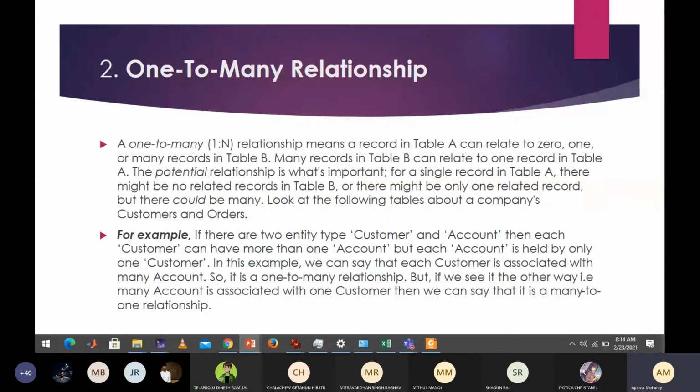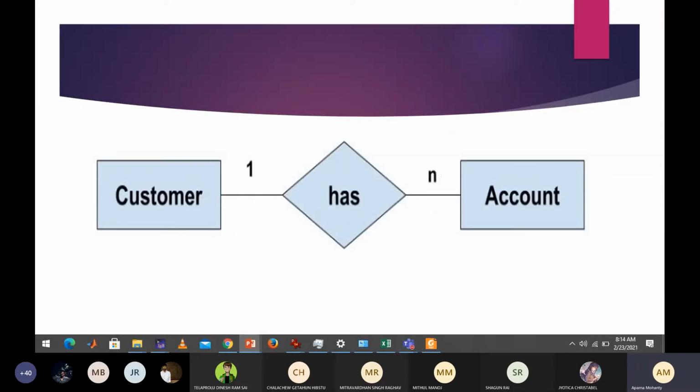Okay, next we come to the one-to-many relationship. So what is this one-to-many relationship? Let me give you one simple example. A single person can have multiple accounts in a bank. Just the way you are a single person, but you have your Insta account, your LinkedIn account, your Twitter account, your Facebook account. All these accounts belong to the same person.